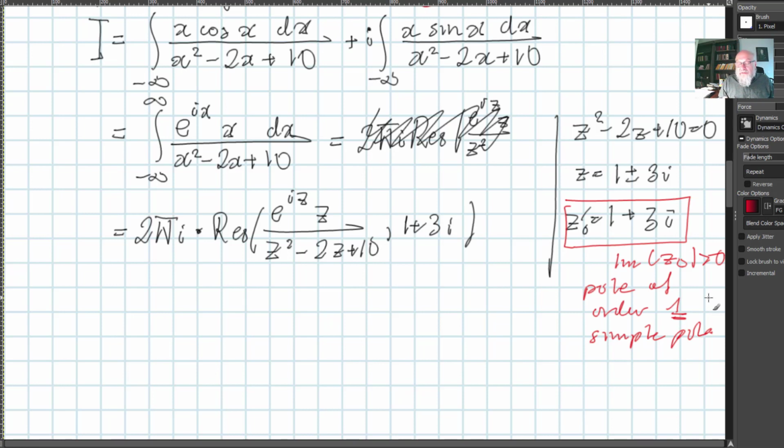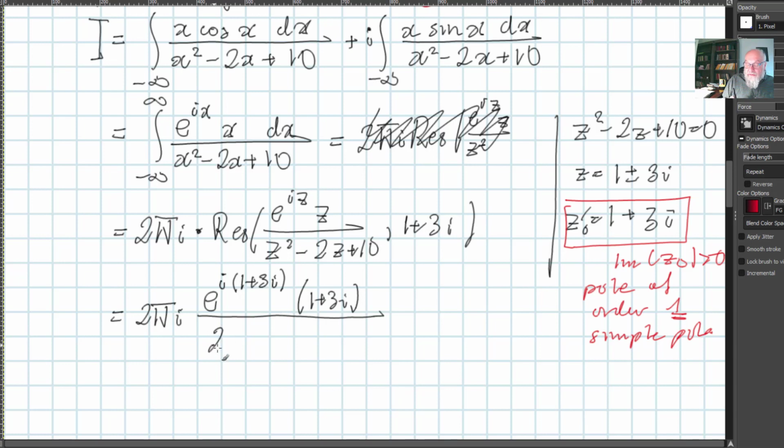So the residue formula for that one is very simple, very easy. We can rewrite it now. This will be 1 over 2 pi i. I take the value here and put e to the i times 1 plus 3i, and in the denominator I get 2 times (1 plus 3i) minus 2.